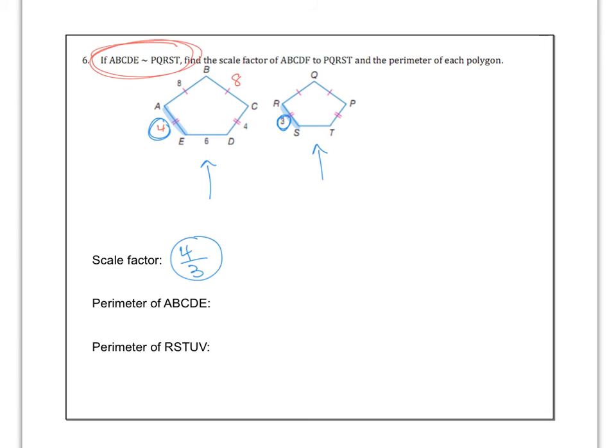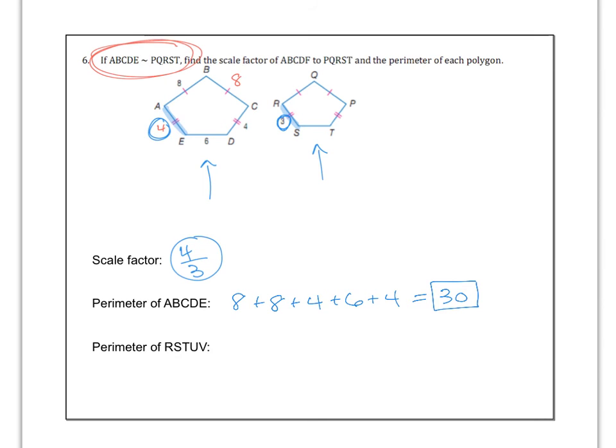Now the perimeter on the left, I can find this already because I have all the sides. I'm just going to add up all the numbers around the object. So 8 plus 8 plus 4 plus 6 plus 4. I'm going to add all of those together, and that turns out to be 30. So there's no label here, so we'll just say 30 is the perimeter.